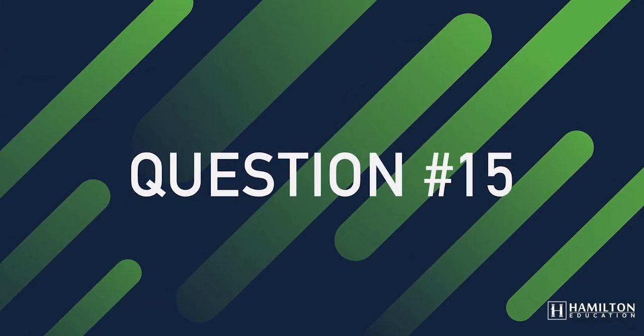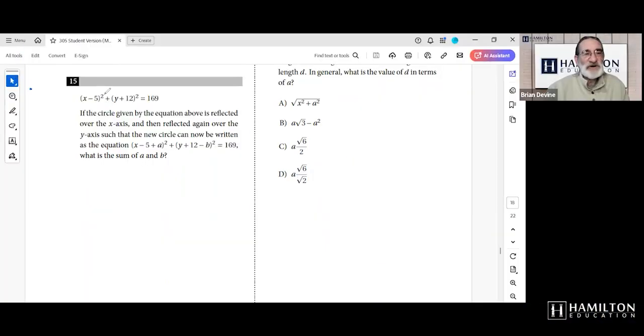Question 15. We're given the equation of a circle. We're comparing it to (x minus h) squared plus (y minus k) squared equals r squared, where the center is at (h, k) and the radius is r. And so we see right here that this is 13 squared. So we have a circle that's centered at (5, -12), and its radius is 13.